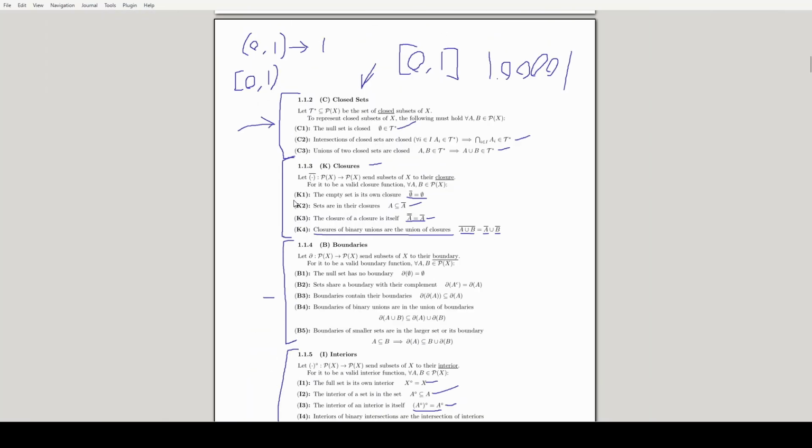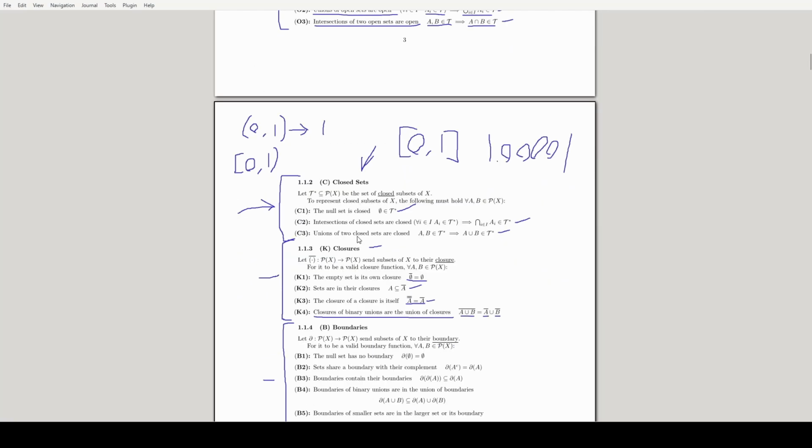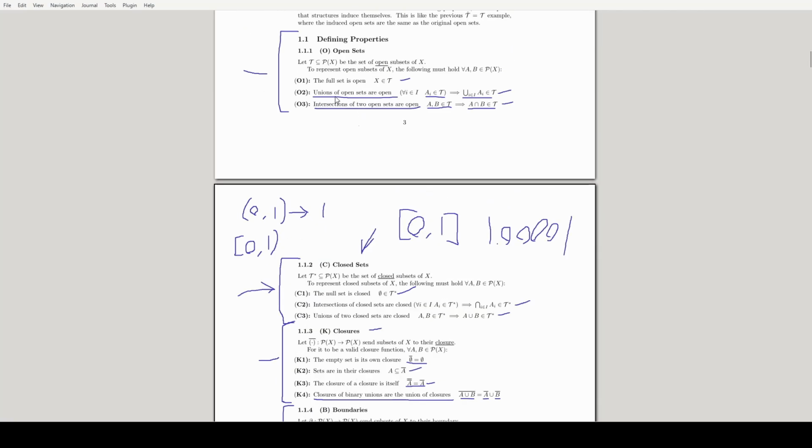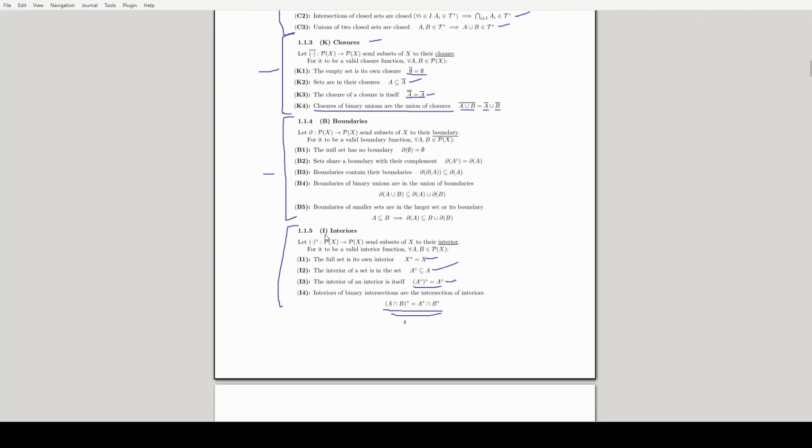You're actually never going to define a topology with anything but a closure and open sets, and 90% of the time it is going to be open sets. It's like 90% open sets, 10% closures, never closed sets, boundaries, or interiors. But you can if you wanted to, I guess.